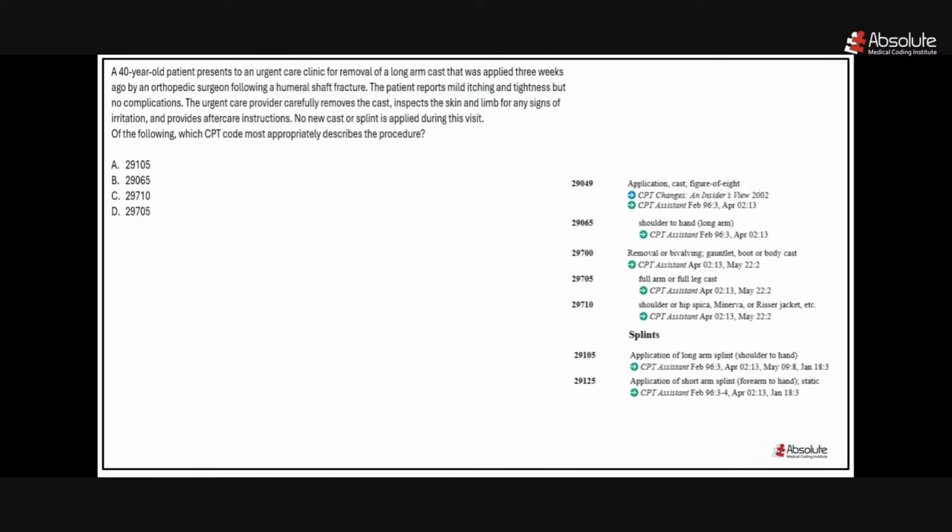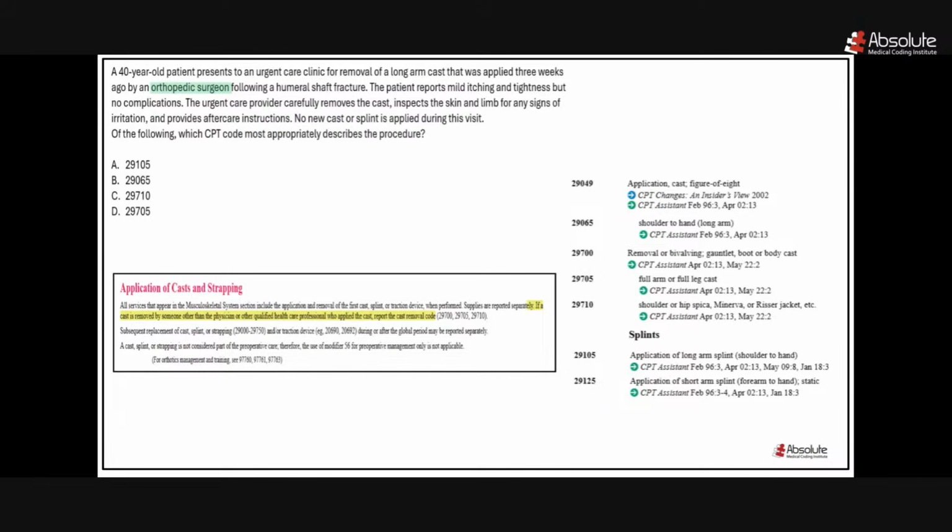Yes. So here we have a patient who came for a cast removal, and coders, if you look into the guidelines, it's clearly stated that if a cast is removed by someone other than the physician or qualified healthcare professional who applied the cast, then we can report the removal code. So yes, this procedure is codable. That's something we must always look for.